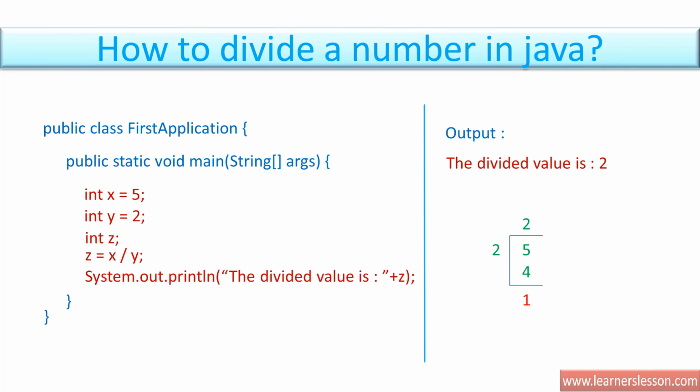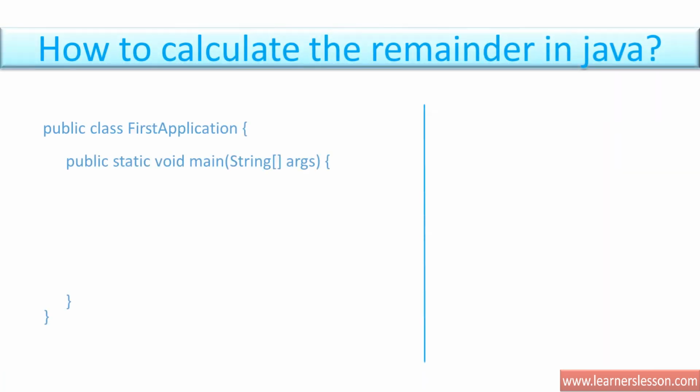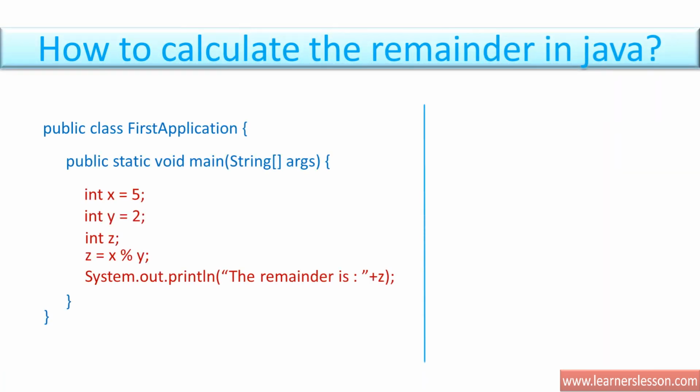And in order to find the remainder, what you can do is you can use this particular sign, that is z equals x modulo y. So modulo means if you want to calculate the remainder, in this particular case, what is the remainder? The remainder is 1. So what happens is the remainder 1 is printed on the screen.